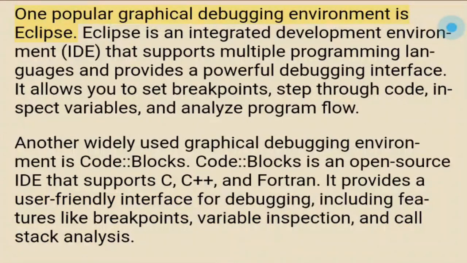One popular graphical debugging environment is Eclipse. Eclipse is an integrated development environment (IDE) that supports multiple programming languages and provides a powerful debugging interface. It allows you to set breakpoints, step through code, inspect variables, and analyze program flow. Another widely used graphical debugging environment is Code::Blocks. Code::Blocks is an open-source IDE that supports C, C++, and Fortran. It provides a user-friendly interface for debugging, including features like breakpoints, variable inspection, and call stack analysis.